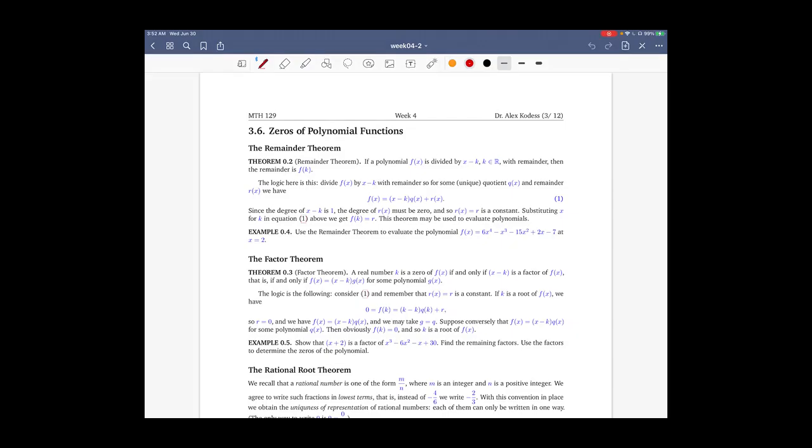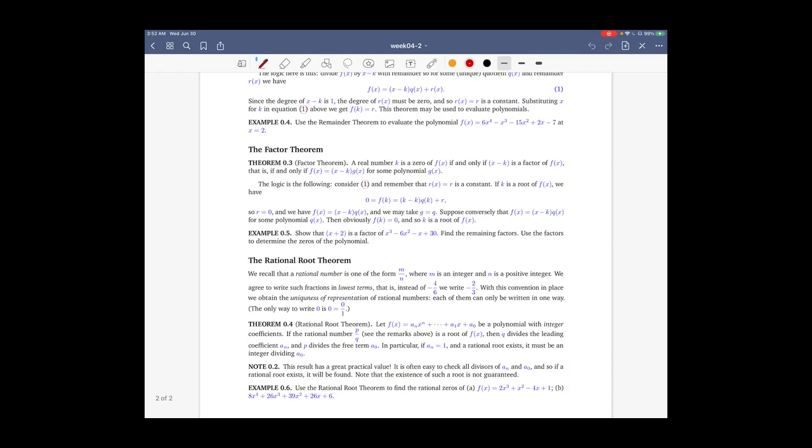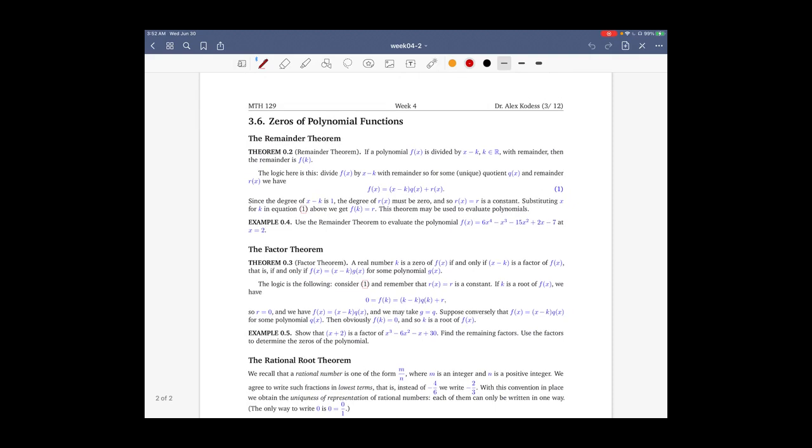Welcome back to week 4 of pre-calculus. Last time we talked about polynomial division, and today we get to apply what we learned last time. We talk about zeros of polynomial functions. In this first part of this conversation, we will go over 3 important theorems. The first of them is the remainder theorem, which states the following.